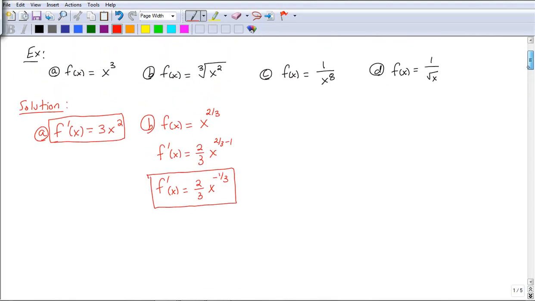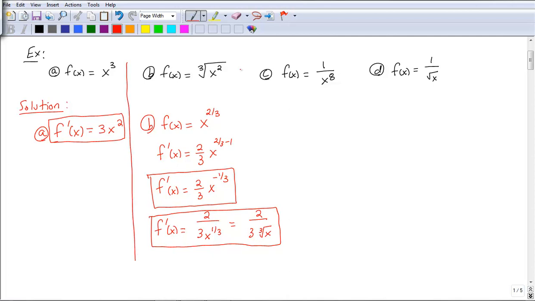Now just so you can see all the possible answers, you could have also written this a different way. Since the x to the 1/3 is a negative power, it's the negative 1/3, I can make it a positive 1/3 by putting it on the bottom. And 1/3 is the cube root. So here's another way I could have written the derivative. All of these three answers are acceptable. But notice how the power rule works regardless.